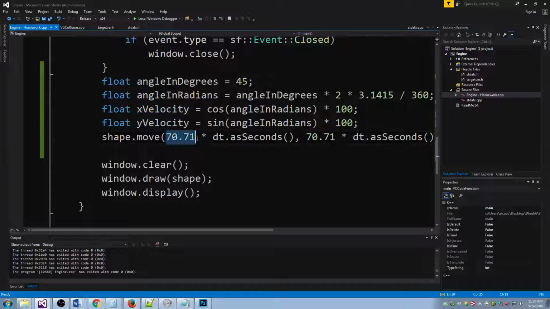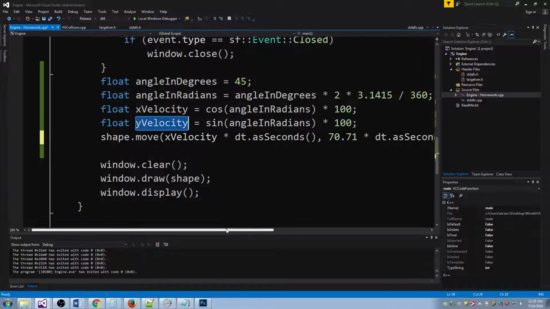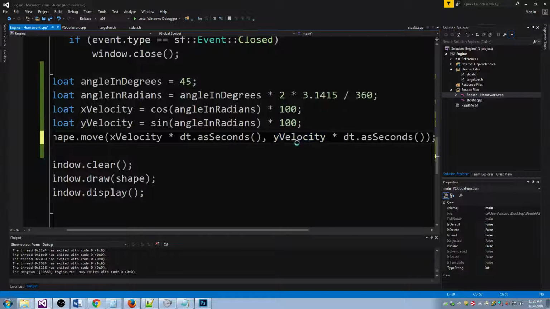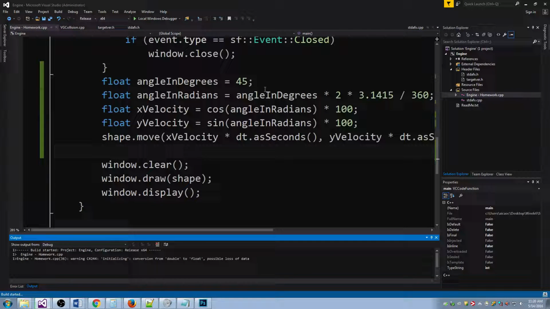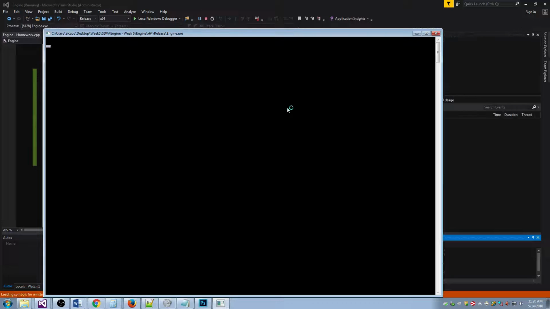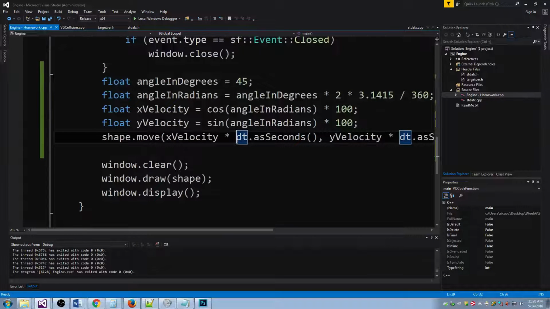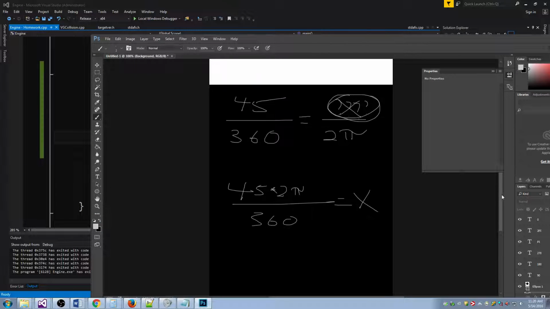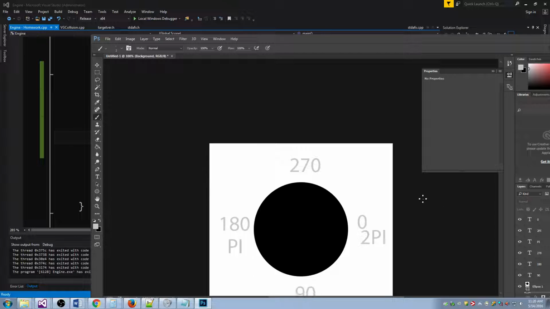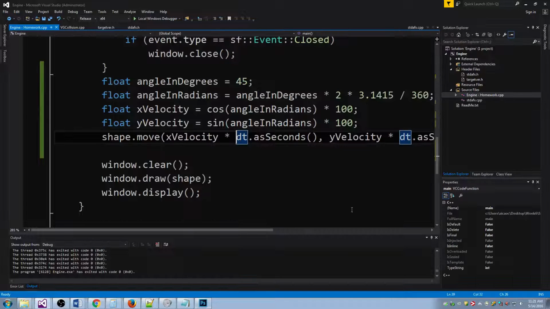Now your x velocity is this, and your y velocity is this. It should look exactly the same. But now, let's say I want to move my ball 10 degrees down. So I want to move my ball 10 degrees this way, so slightly down to the right.